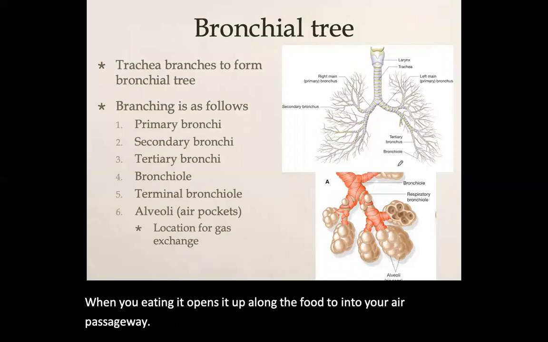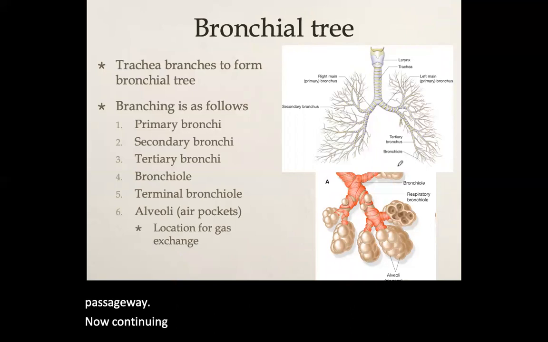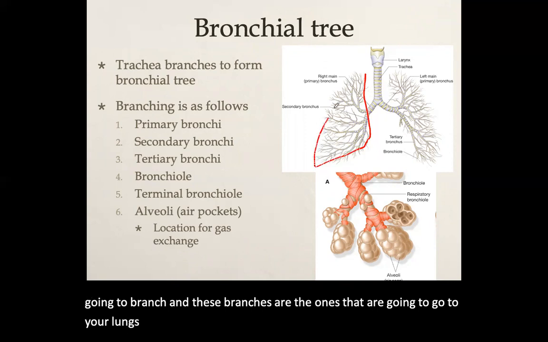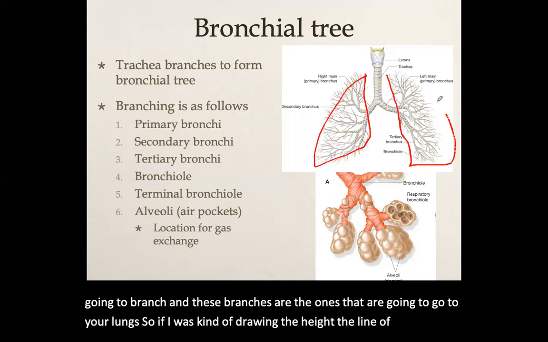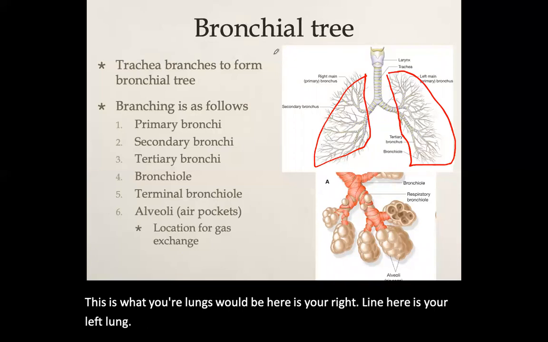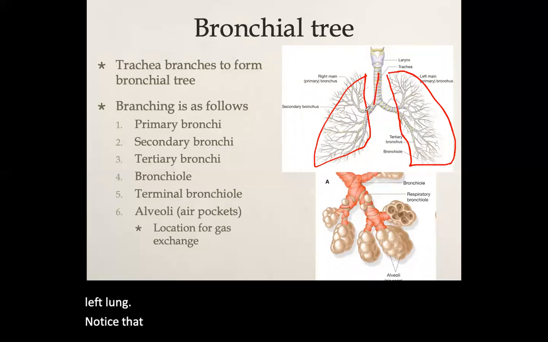Now, continuing down the trachea, again, notice the trachea is going to branch, and these branches are the ones that are going to go to your lungs. So if I was drawing the line of the lungs, this is what your lungs would be. Here is your right lung, here is your left lung. Notice that the trachea starts to branch, going this way and this way.